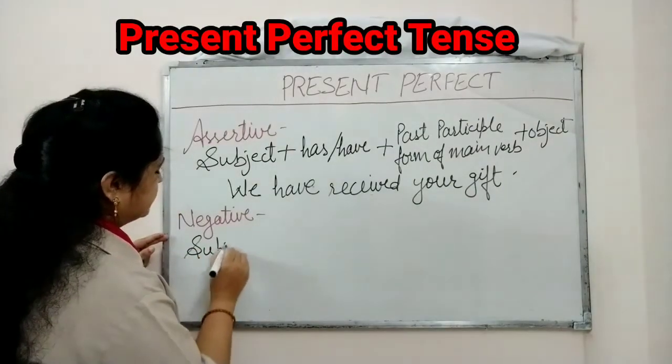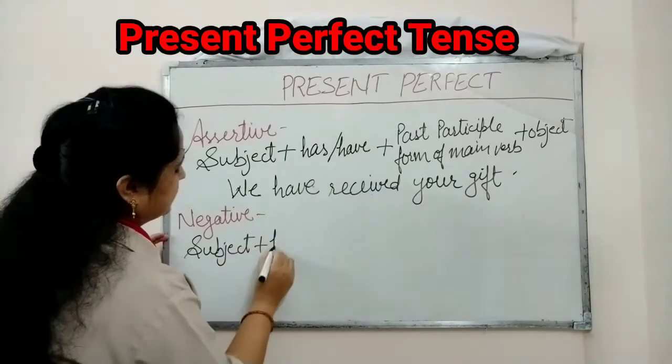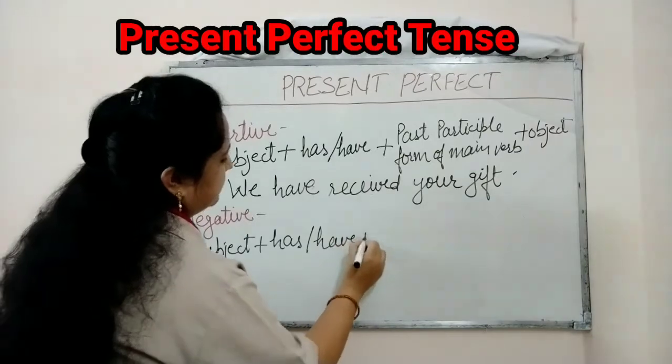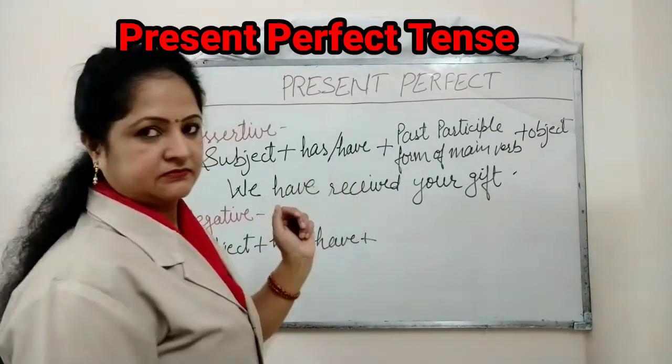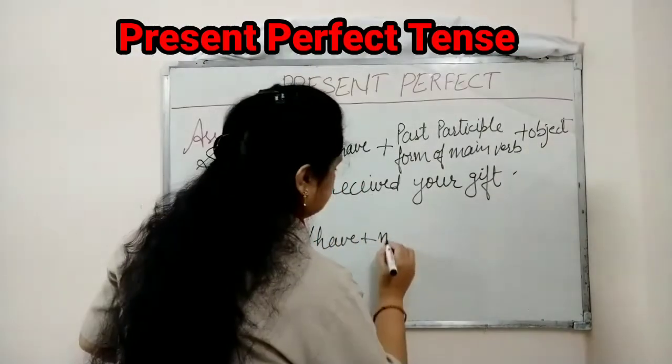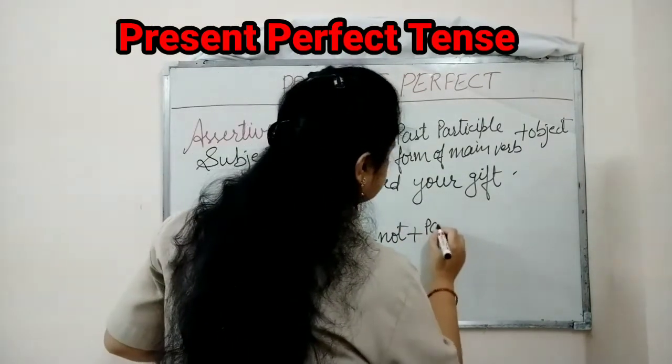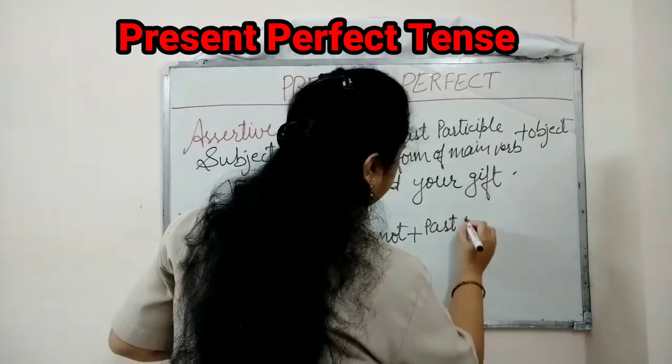In a negative sentence, when we make the sentence in negative form, again the same way: first of all we write the subject. After the subject, has or have, and then we write not. Has, have, after that not, and then the past participle form of the verb.